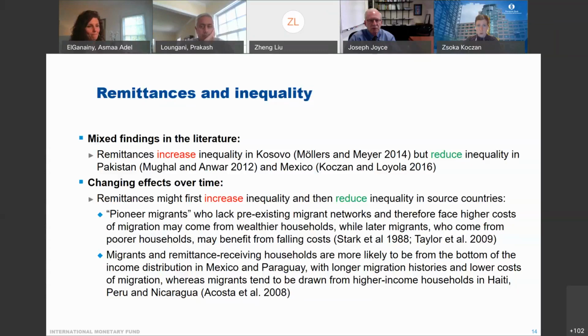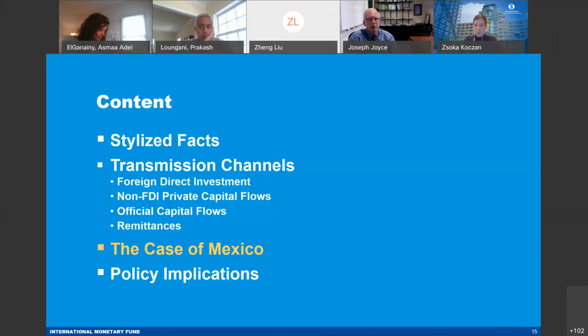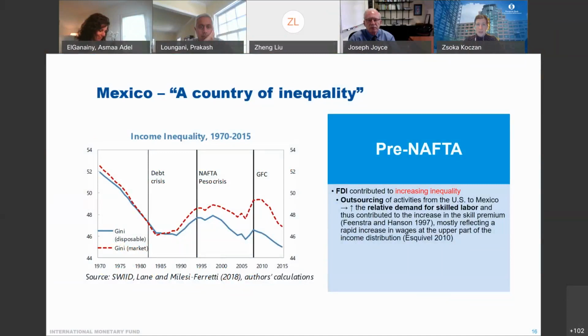So with that, we come to the end of the possible transmission channels, but we'll try to illustrate this and make it a bit more concrete with the case study of Mexico. Now, Mexico is an interesting case study in this respect, because it's a country of high inequality, with very high levels of inequality compared to other OECD economies. It's also a country that has seen rapid external integration through NAFTA and GATT. It's also an important receiver of remittances.